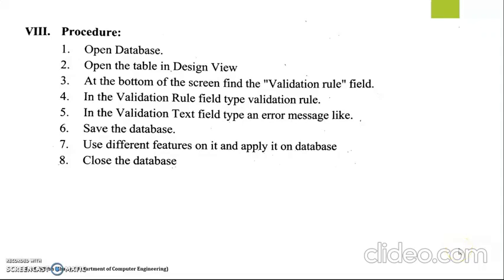Now let's see the procedure to perform. First, open the database, then open the table in design view. At the bottom of the screen, find the validation rule field. In the validation rule field, type the validation rule. In the validation text field, type an error message. Save the database, use different features on it and apply it on the database, and close the database.